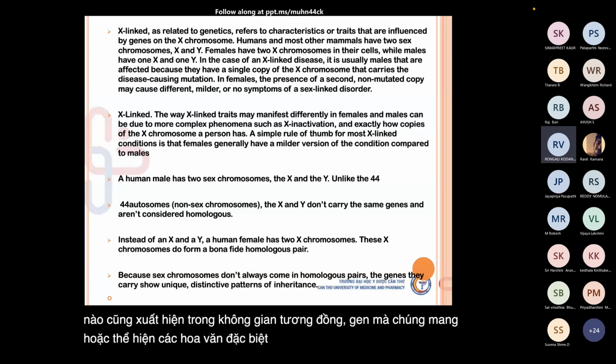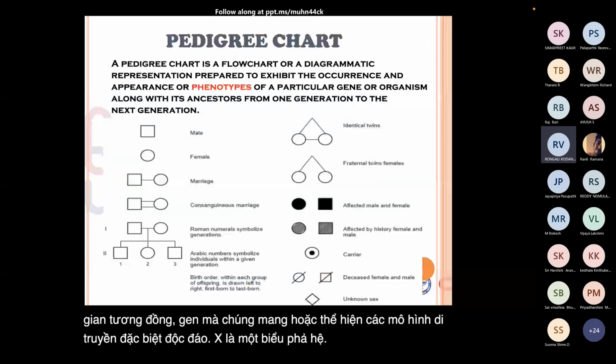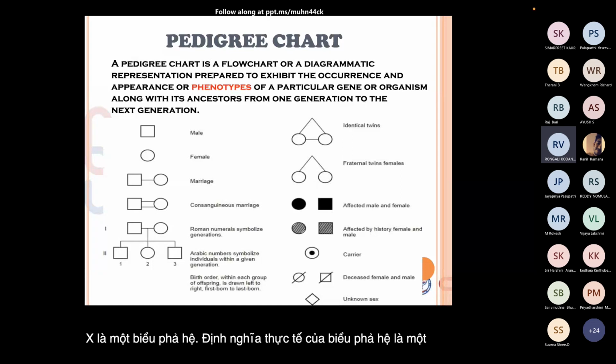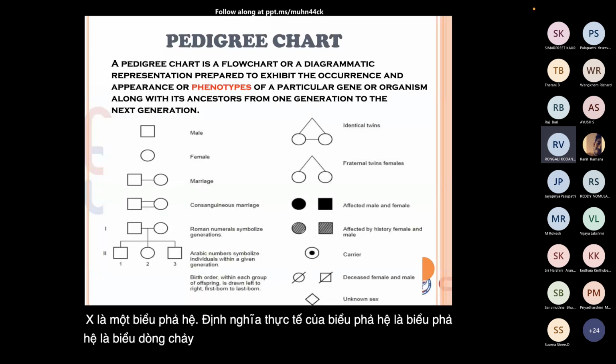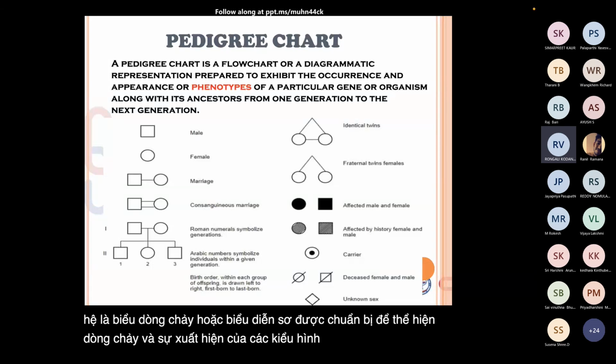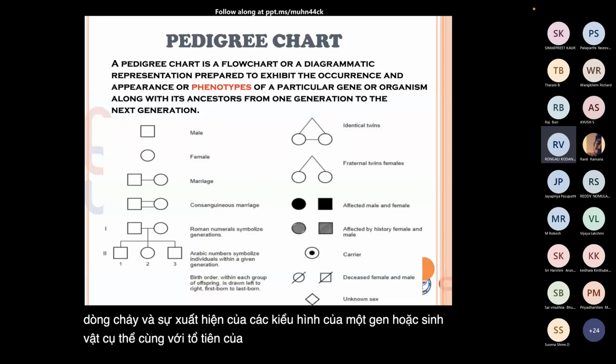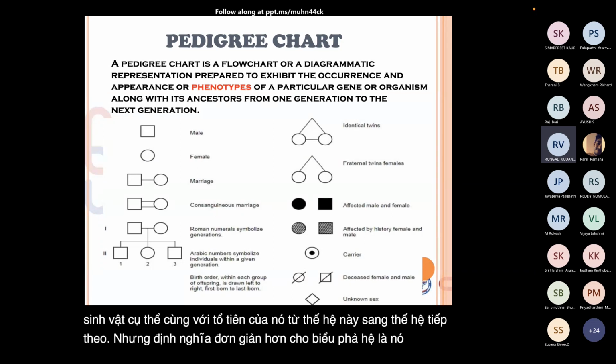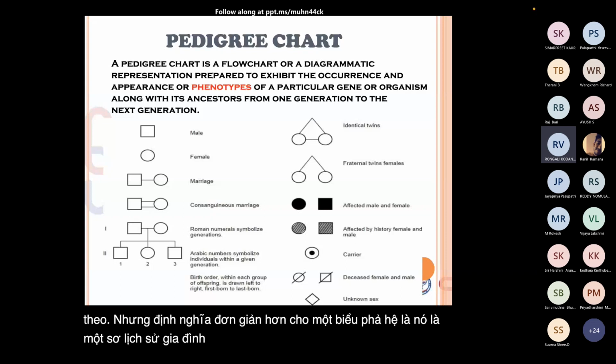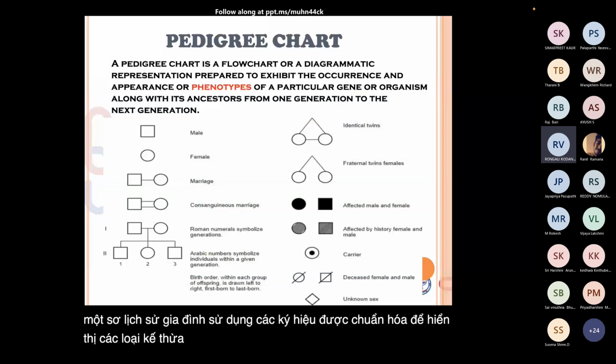Next is a pedigree chart. The actual definition of a pedigree chart is a flow chart or diagrammatic representation prepared to exhibit the occurrence and appearance of phenotypes of a particular gene or organism along with its ancestors from one generation to the next. But the simpler definition is that it is a diagram of family history that uses standardized symbols to show different types of inheritance and diseases passed from one generation to another.